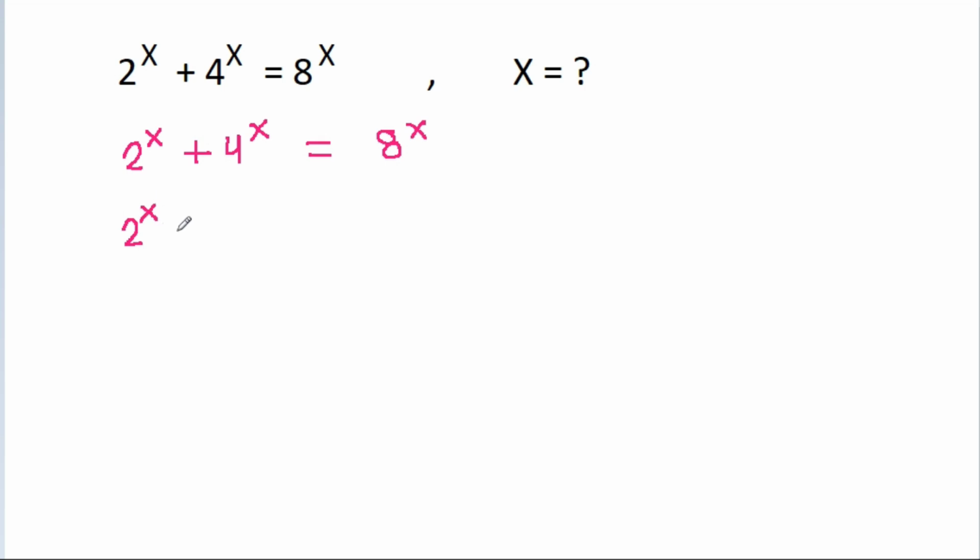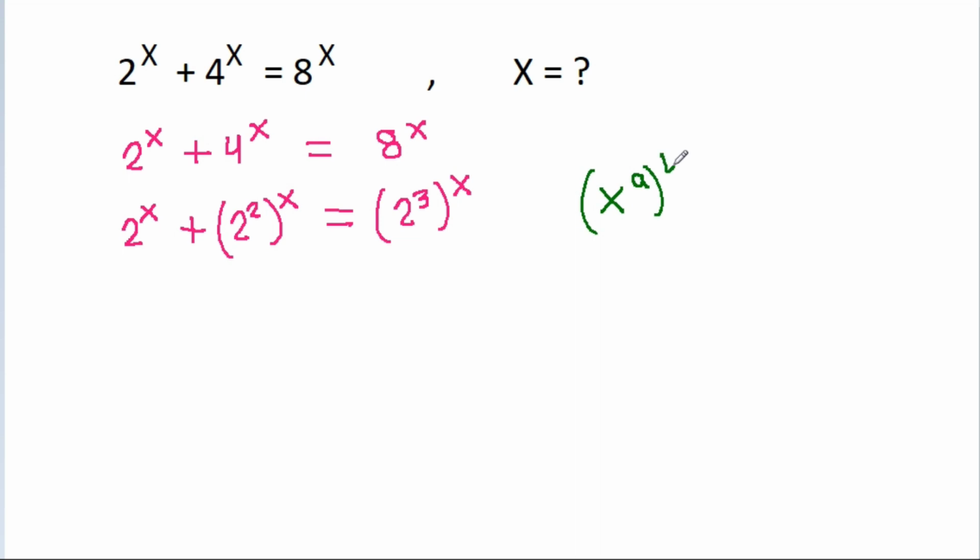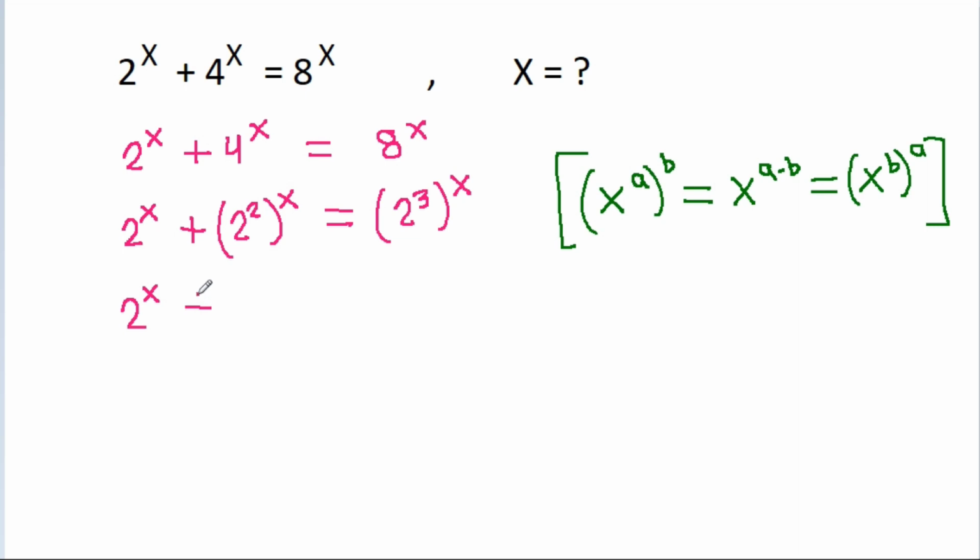Here 4 is 2 squared, so 4^x is (2^2)^x, and 8 is 2 cubed, so 8^x is (2^3)^x. And (x^a)^b is equal to x^(a·b), which is equal to (x^b)^a. So it is 2^x + (2^x)^2 = (2^x)^3.